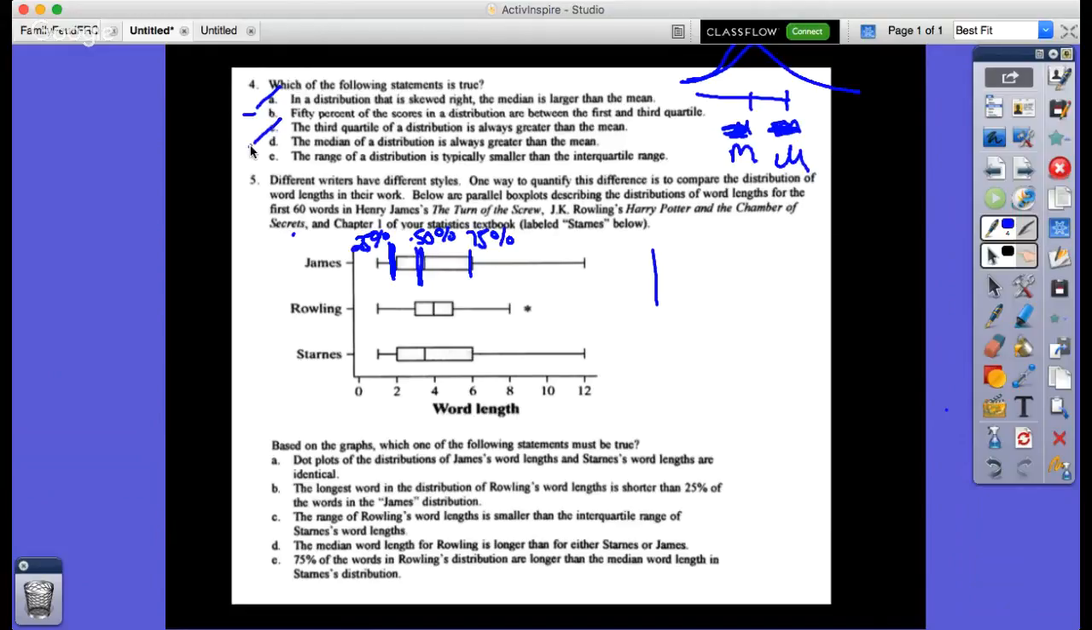So C's gone. D says the median of a distribution is always greater than the median of a distribution is always greater than the mean. That's a little tricky. Is that true? No, because we have symmetric. What's the mean equal to? Median. It's exactly symmetric. So that one's gone.